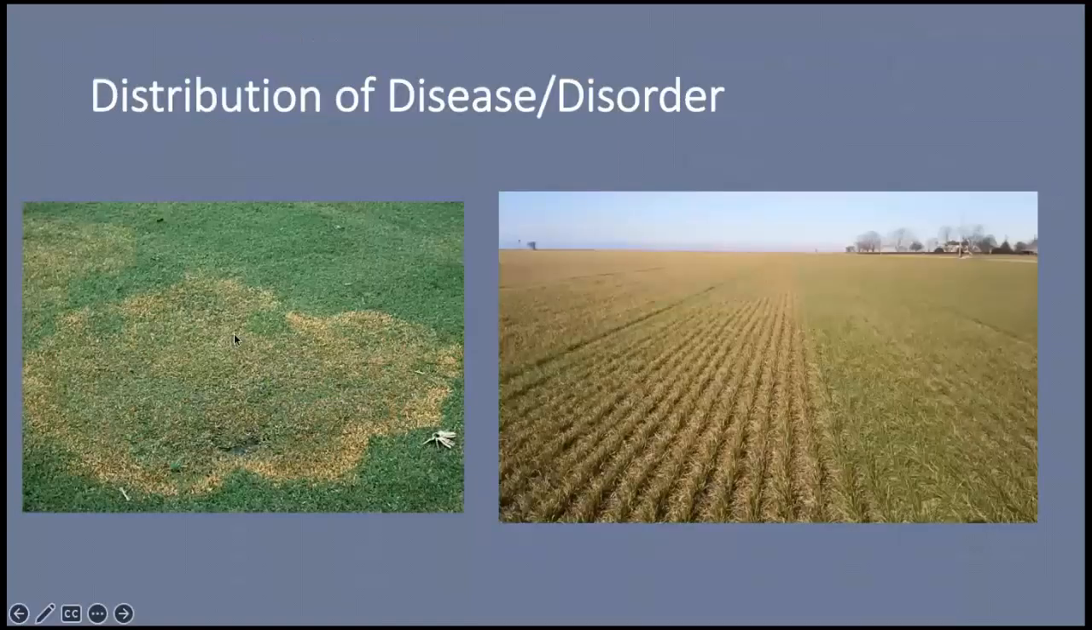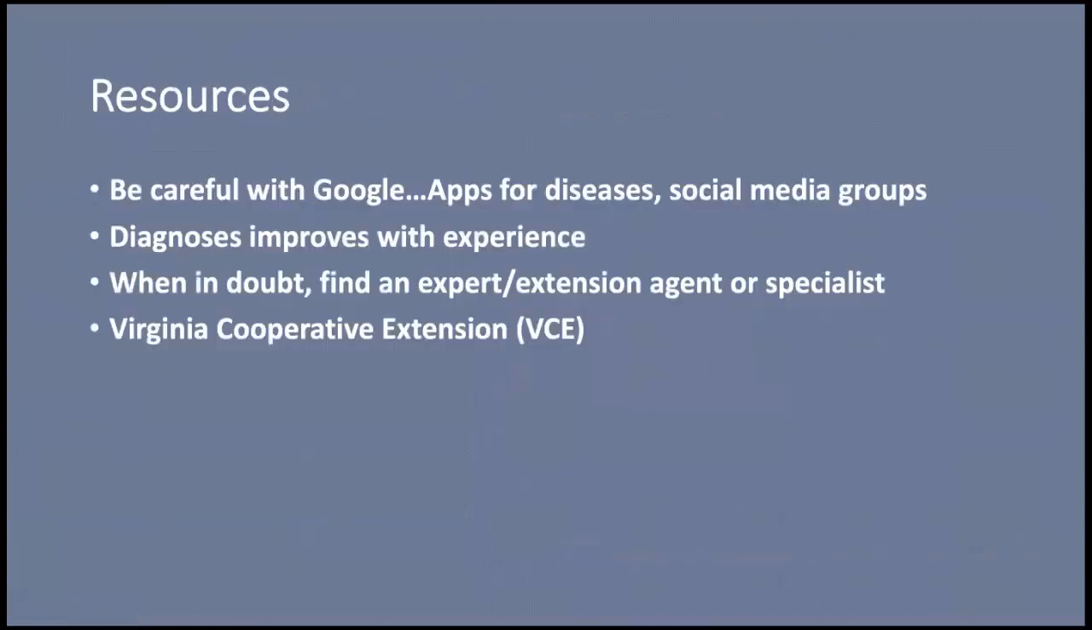And always consider the distribution of the disease. Is it in a low-lying area with this turf where water may sit? With this wheat field here, the difference was cultivar. So they switched from a disease-resistant cultivar to a disease-tolerant one or a disease-susceptible one. So these things really matter.